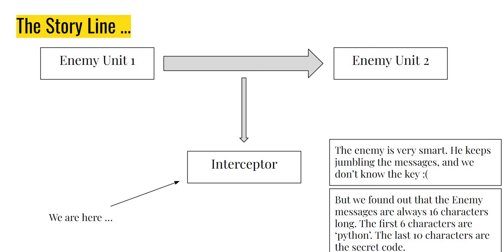The enemy is very, very smart. The enemy keeps jumbling up the messages, and we do not know what the enemy is doing. But we found that the enemy's messages are always 16 characters long. The first six characters are Python, and the last six characters are some kind of a secret code which the enemy is sending from unit 1 to unit 2. So the question we have in front of us is, can we somehow break the enemy's code?